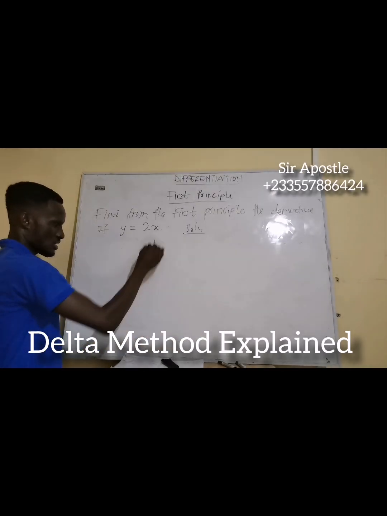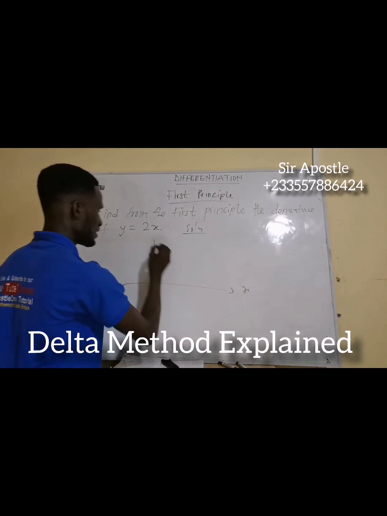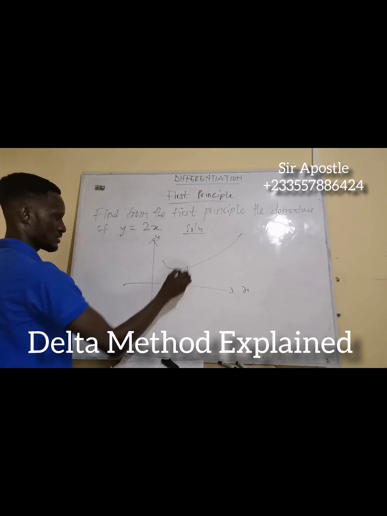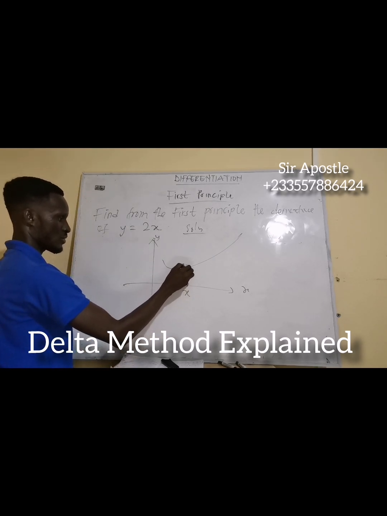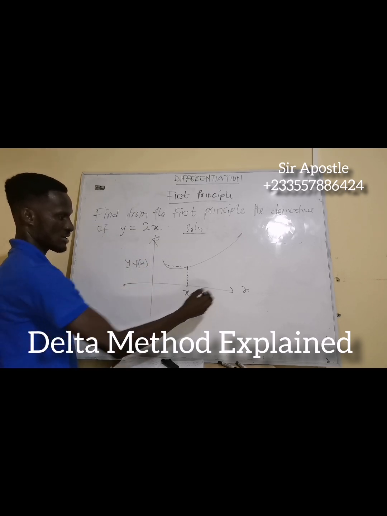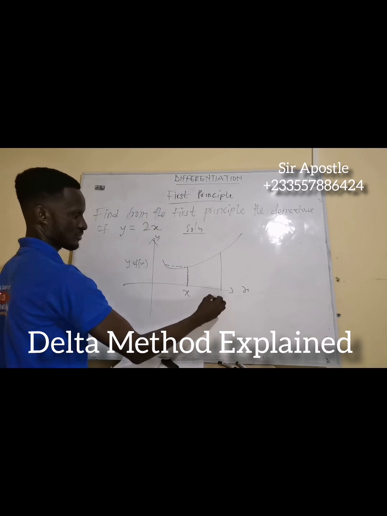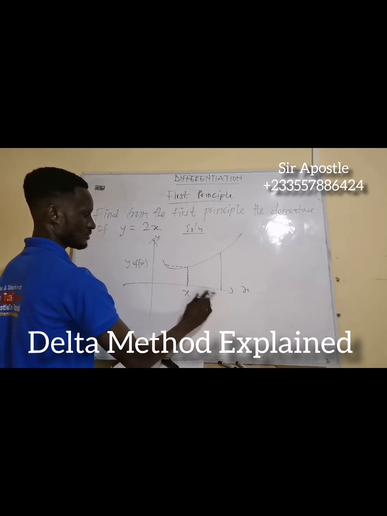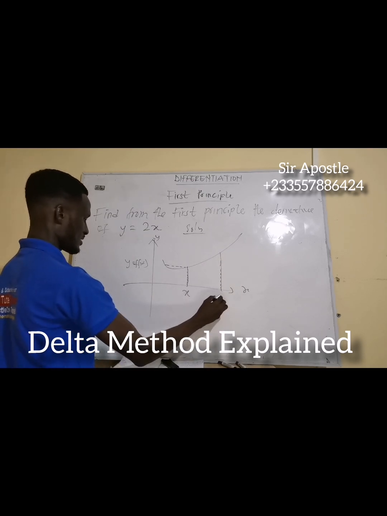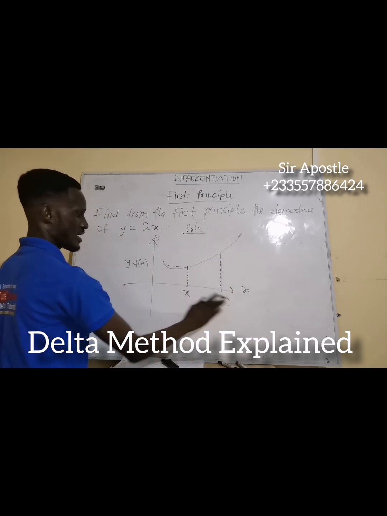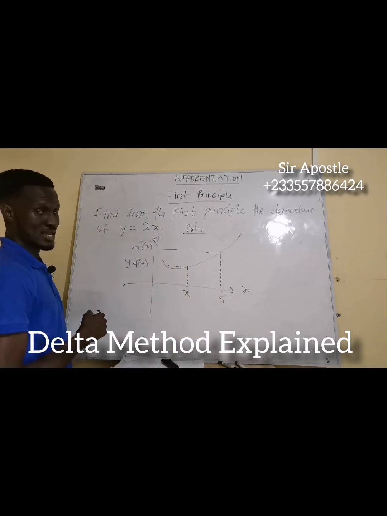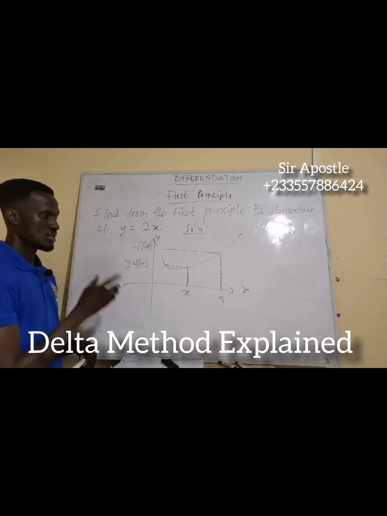The delta method is: if I have the x and y plane, and then I have a curve like this, whenever x is here, we can get a corresponding y value, which is f of x. Now when x changes to this particular point, let's say here is a, then there's going to be a change in the value of f. You understand?